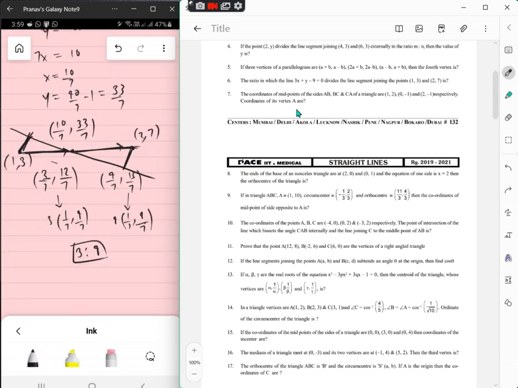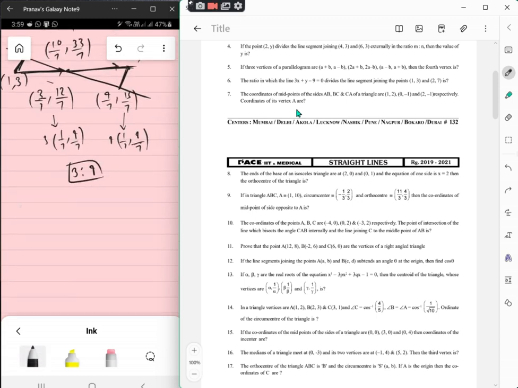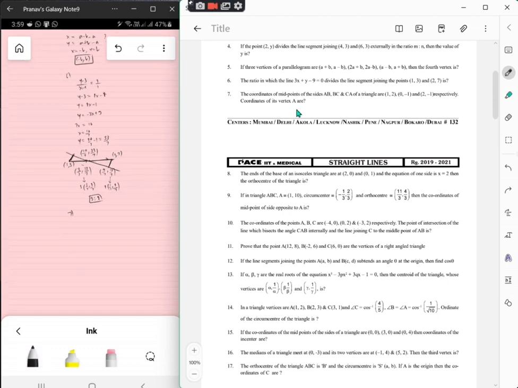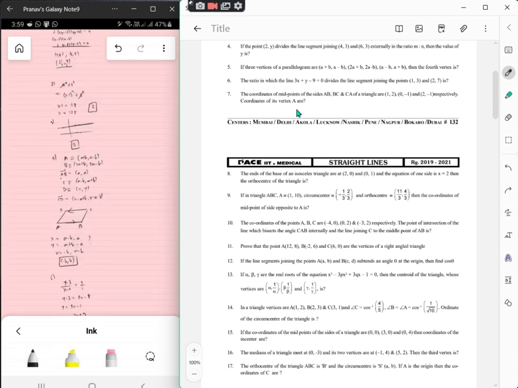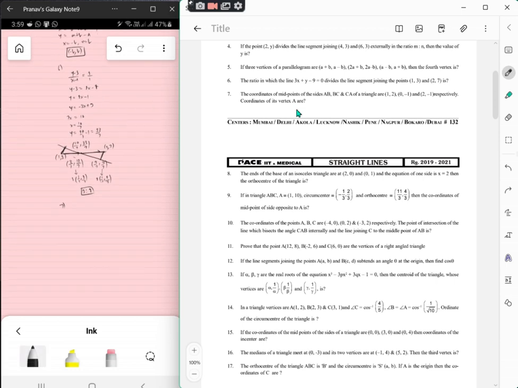Okay, that was 6th. Let's go to 7th. The coordinates of midpoints of the sides AB, BC, and CA of a triangle. I mean, okay, won't this get hard to navigate through? But hopefully not, man. Hopefully not.